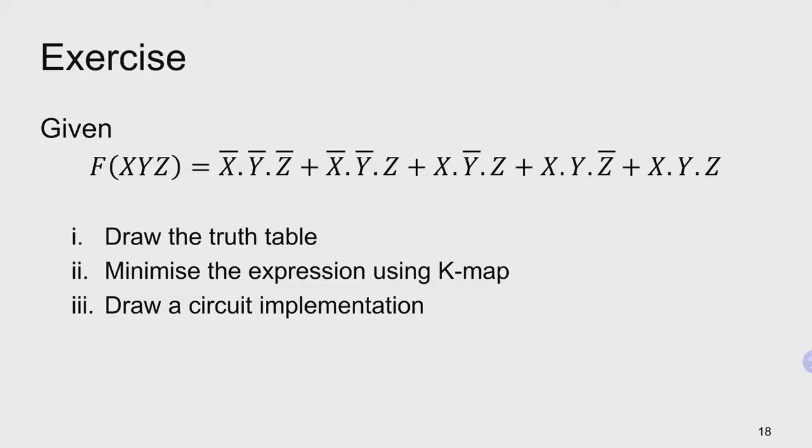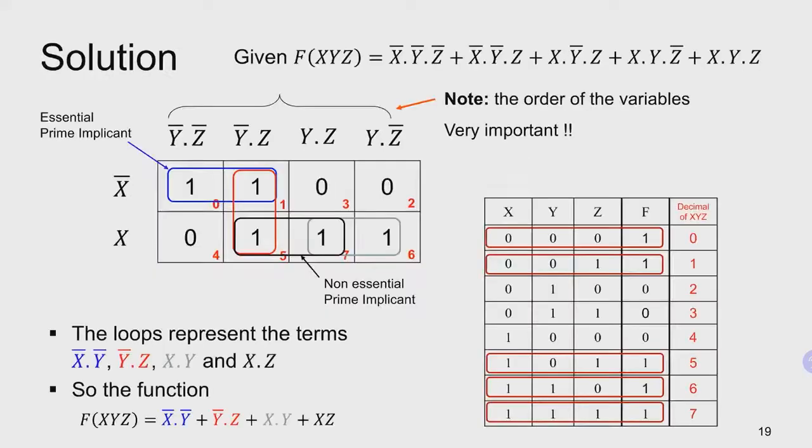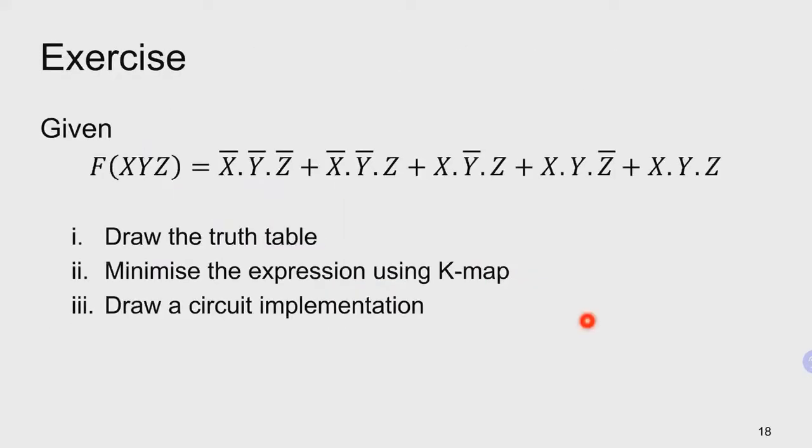Okay, so I'll take this as an example rather than an exercise. So we're going to draw a truth table. You're given the function in 3 variables. First, you want to draw the truth table and then minimize the function using K-map and then draw a circuit to implement that function.